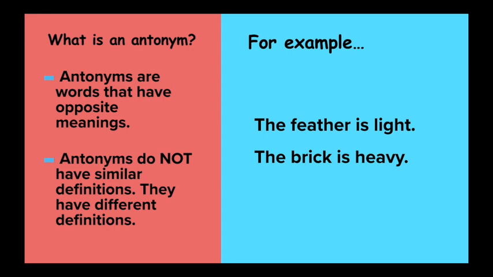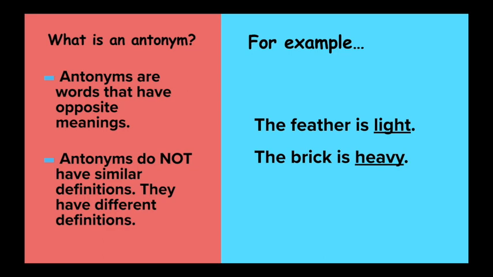For example, if we look at these two sentences, one says the feather is light. One says the brick is heavy. There are two words in those two sentences that are antonyms, or the opposite of each other. Do you think you can see which ones are the two antonyms? Light and heavy. Those are the two antonyms. We know that because they mean two opposite things.